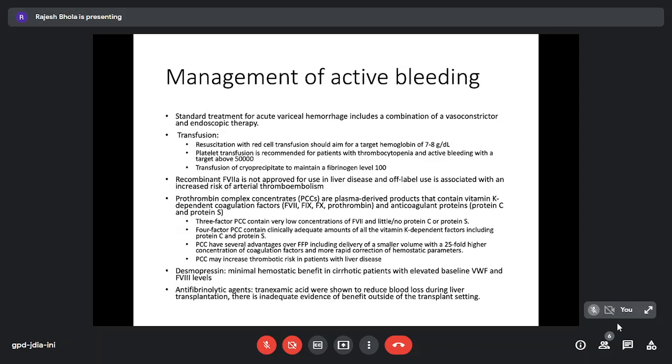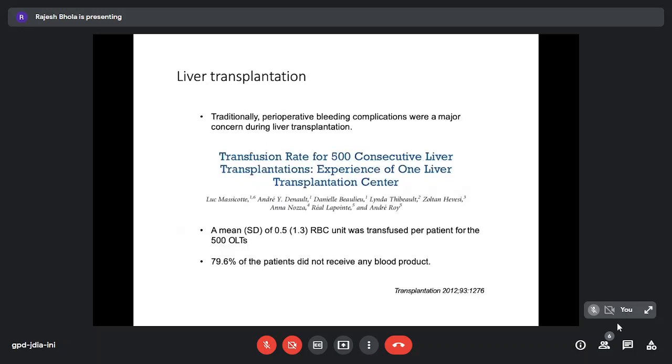Desmopressin has minimal hemostatic benefit in cirrhotic patients because there is already an elevated level of von Willebrand factor and factor 8 present. So you are just going to be increasing the von Willebrand factor more. So that's the reason it has minimal benefit and may not usually be indicated. Antifibrinolytic agents, yes, have been shown to reduce blood loss during liver transplant, but there is inadequate evidence of benefit outside the transplant setting.